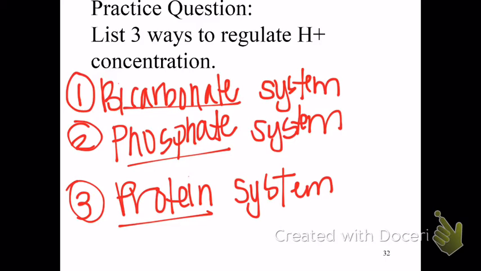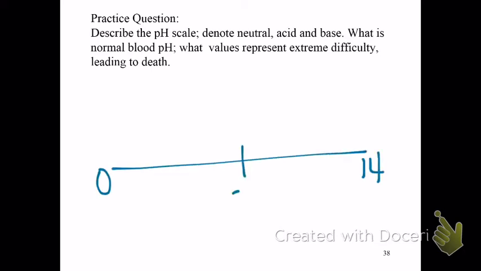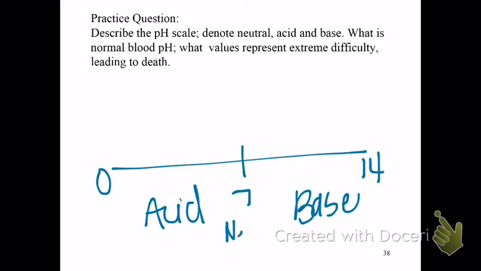Okay, flip with me to slide 38. Okay, we already went over this when I very first started, but I want to go over it again because, like I said, the most important thing in this whole chapter, I think, is regulating the pH. And so make sure you can draw a pH scale. And you know that 0 to 7 is an acid, and 7 to 14 is a base, and then, of course, 7 is neutral. Right?